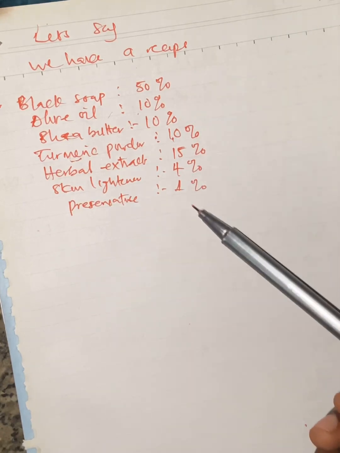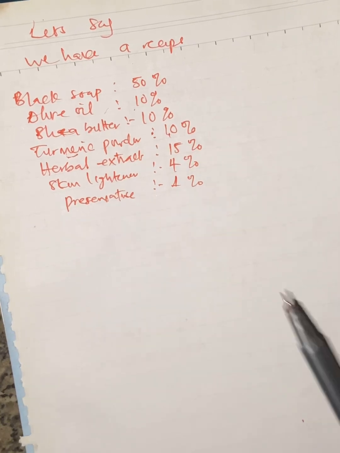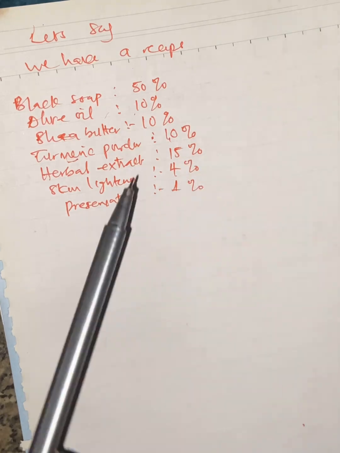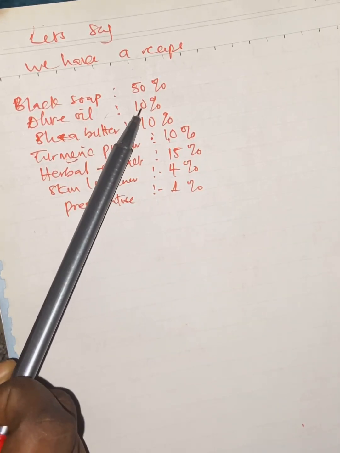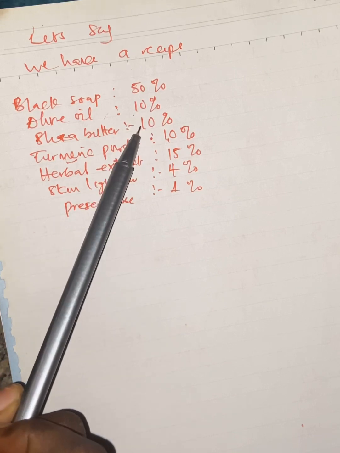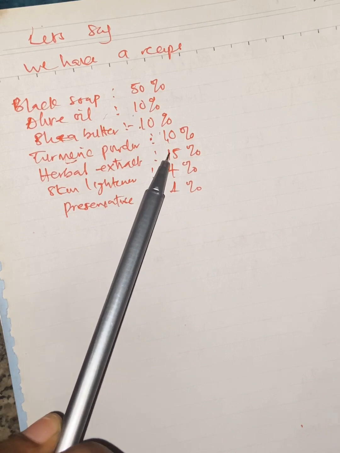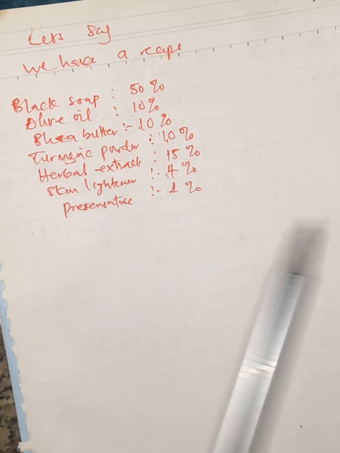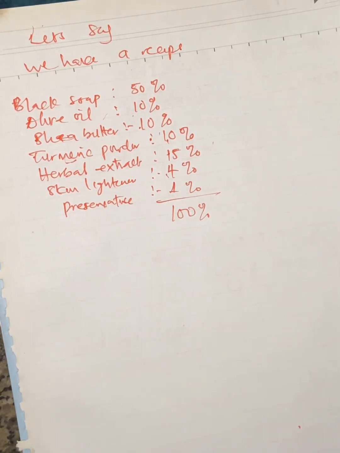So one thing that you need to take note of is whatever recipe you want to have in percentages, all the percentages of the whole recipe calculated together must be 100. It must not exceed 100 and must not be below 100. So for this recipe right now, the soap is 50%. This is 50 plus 10 is 60, plus 10 is 70, plus 10 is 80, plus 5 is 95, plus 4 is 99, and then plus 1 is 100%. So all the percentages together must always be 100%.